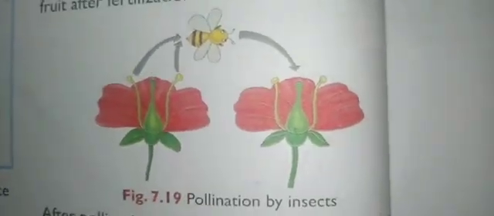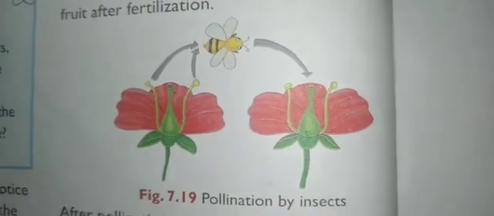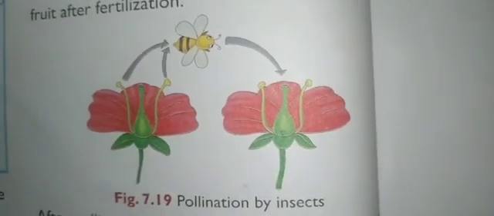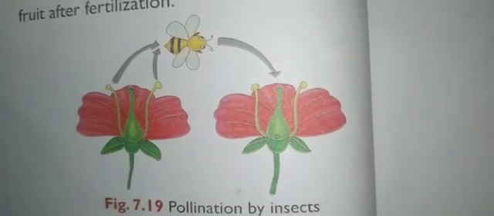So this is about the flower. Students, I hope all of you have understood, and this ends the chapter Getting to Know Plants. I hope all of you have understood. Thank you.